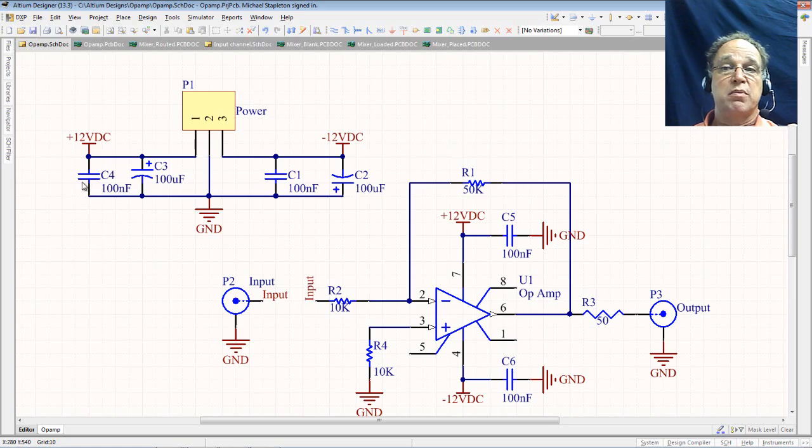So the trick is to put them in parallel. I have 100 microfarads, give me a lot of charge over the long run. 100 nanofarads, I can dump current quickly when there's a power spike. I put the two together, I get the best of both worlds. Now I have another 100 nanofarads over here. Why would I have this one over here? Well, let's look at an example PCB, and it'll explain a little bit of why we do that.